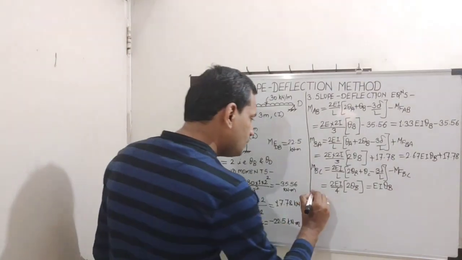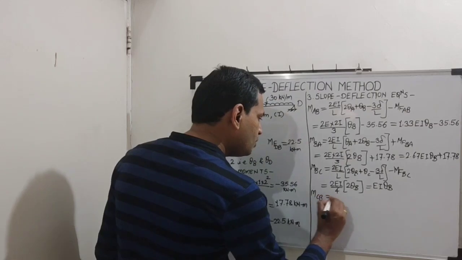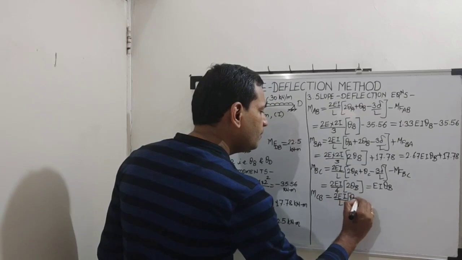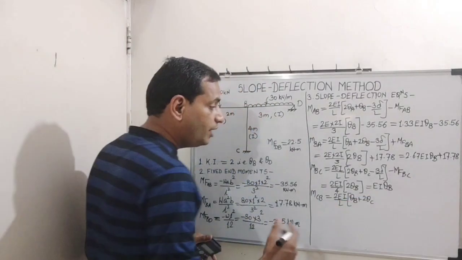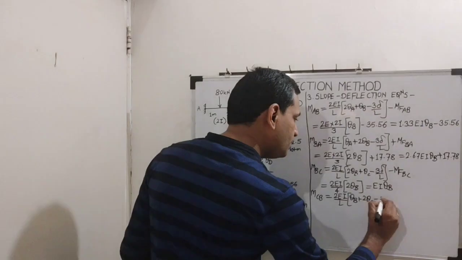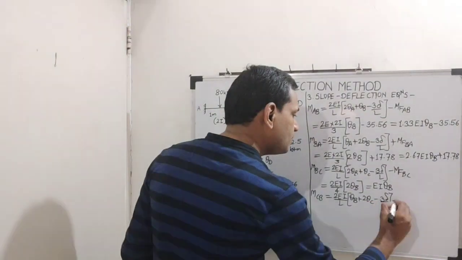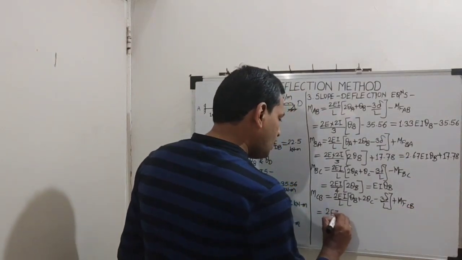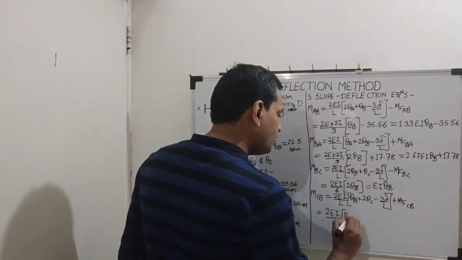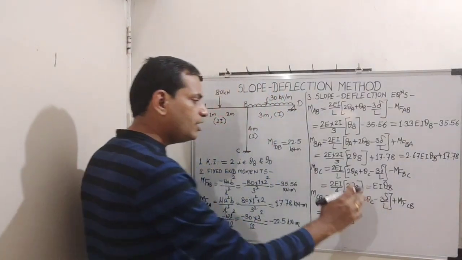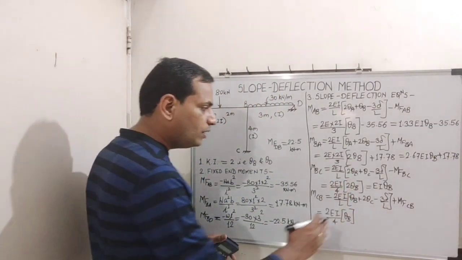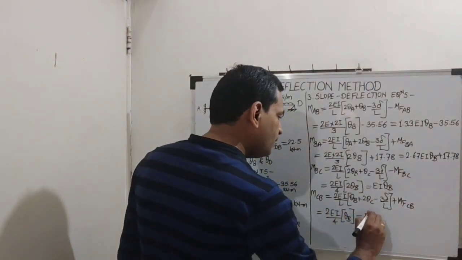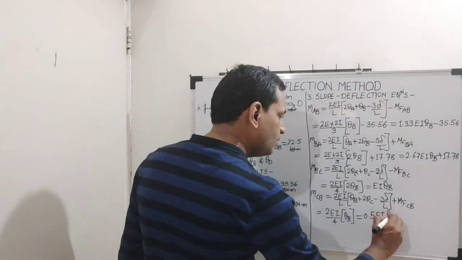Yes, then MCB, what will be MCB? Rewrite first of all the equation: 2EI by L into bracket 2 theta B plus theta B plus 2 theta C minus 3 delta by L plus MFCB. So 2EI upon 4 into bracket theta B, theta C 0, delta 0, MFCB 0. Rest of the all three terms are 0. So this will be 2 by 4. It means 0.5 EI theta B.